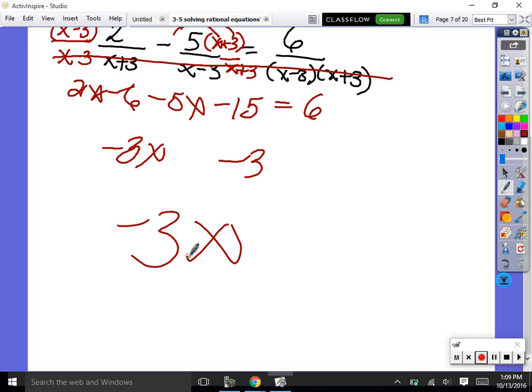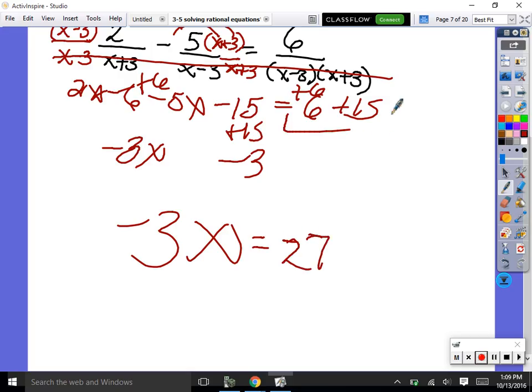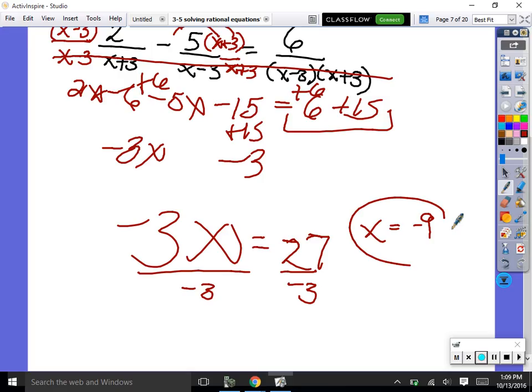And then we would subtract 6, add 15, right? Wait, is that a minus 6? I can't even remember. So we have minus 6, minus 15. So let's add 6, add 15. Is everybody good with that? So now we have 3x is equal to negative or positive 27. You combine those, that's 27. So we'll divide both sides by negative 3. So x is equal to negative 9.